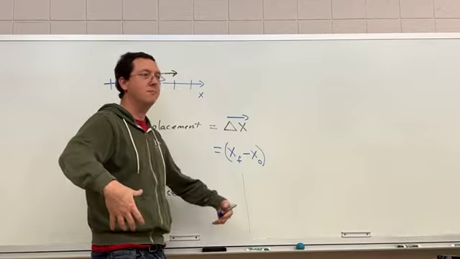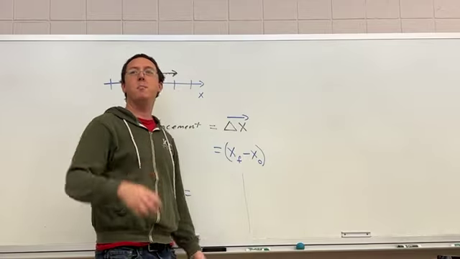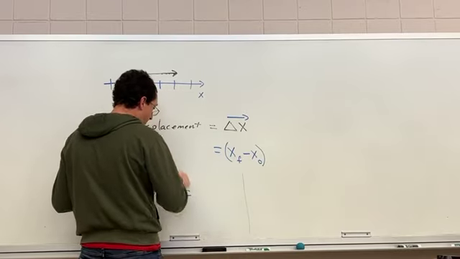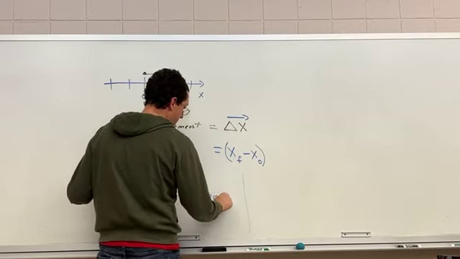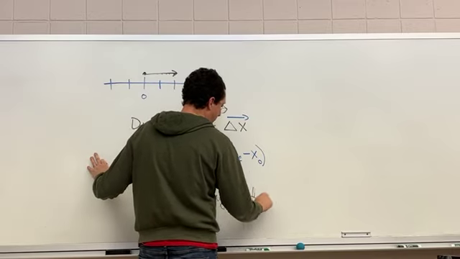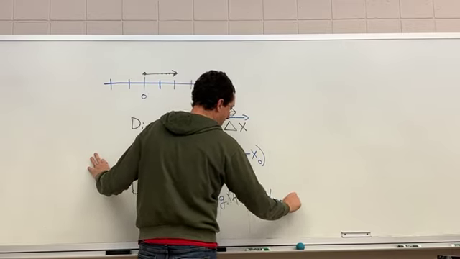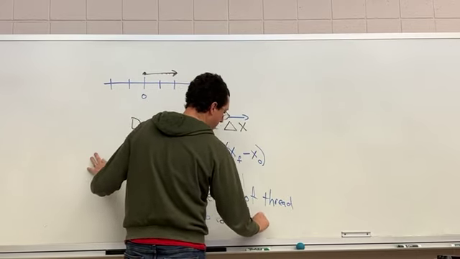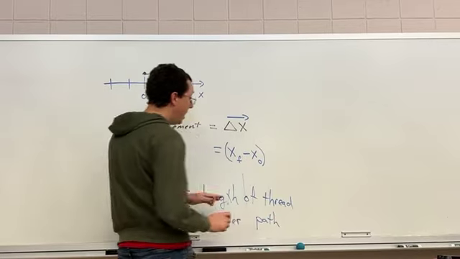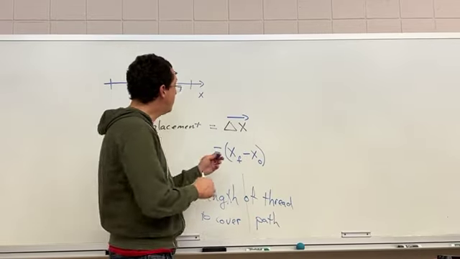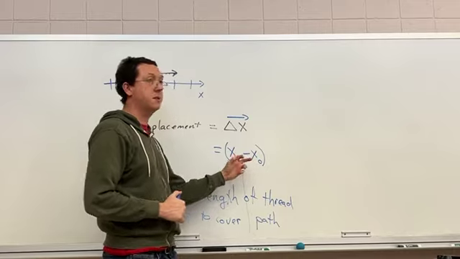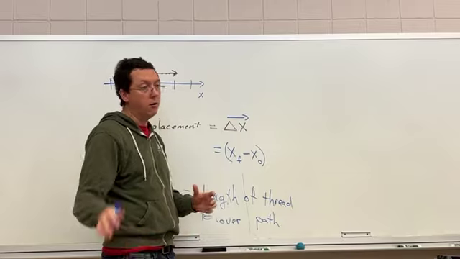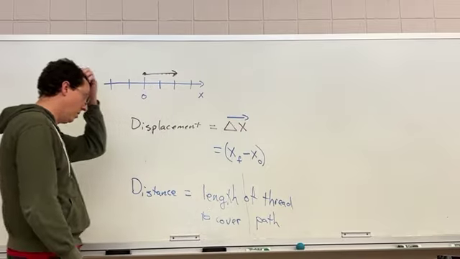It's almost like Santa's toy bag, or Mary Poppins' carpet bag, except it's markers. So this is the length of thread to cover your path. And it just keeps growing. So you can see displacement has a subtraction involved, so you can get cancellations, whereas distance just keeps growing, growing, growing. All right.